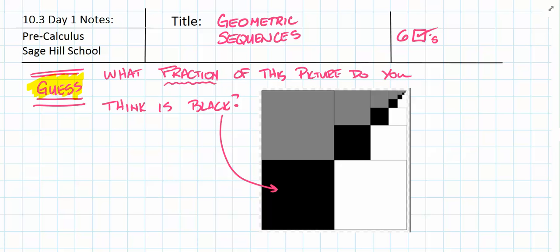So look at that picture, and the goal is to figure out what fraction of that picture is actually black. Not gray, not white, but actually black. Okay. We're going to talk about that later, and we'll try and use some math to actually back up our answer. So since we're talking about geometric sequences, we've got 6 boxes to cover for today.